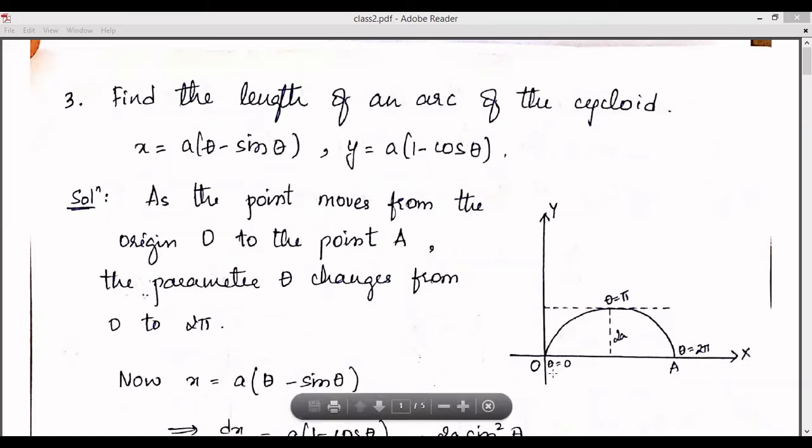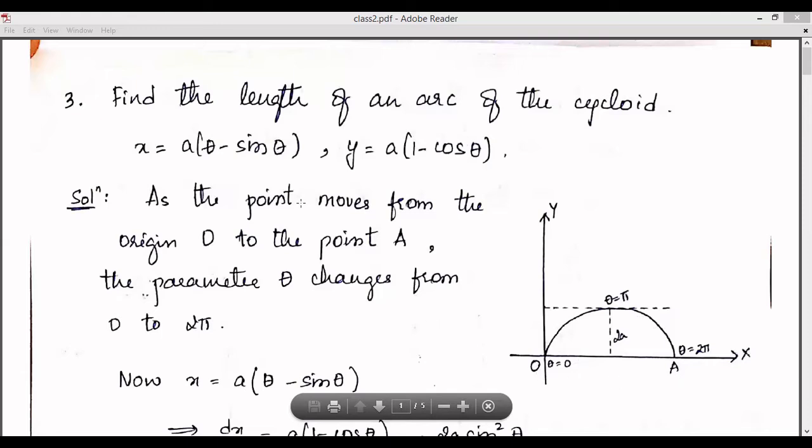And here theta is running from 0 to 2 pi. To complete one cycloid, theta runs from 0 to 2 pi. As the point moves from O to A, theta runs from 0 to 2 pi. So for one complete cycloid, you have the limit for theta between 0 and 2 pi.